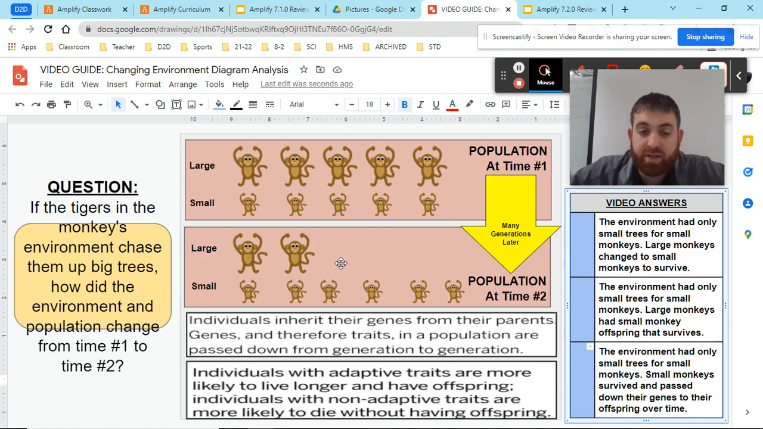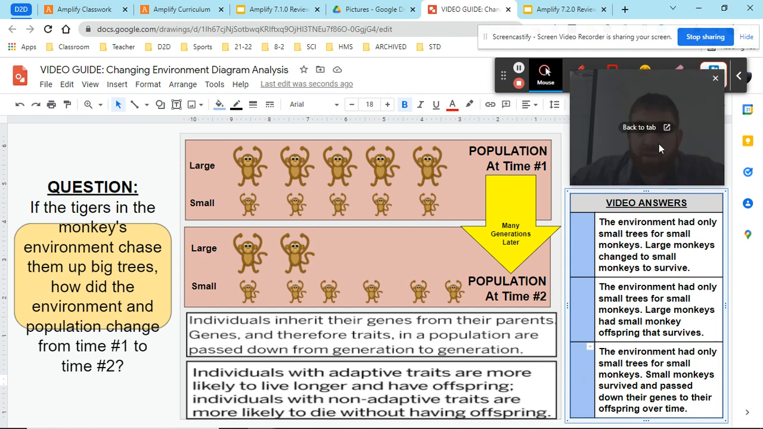So that's how we use our key concepts to break down this question and select the correct answer. If you have questions, please reach out. Otherwise, good luck with the rest.